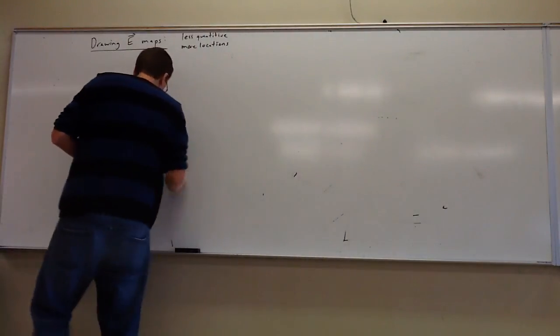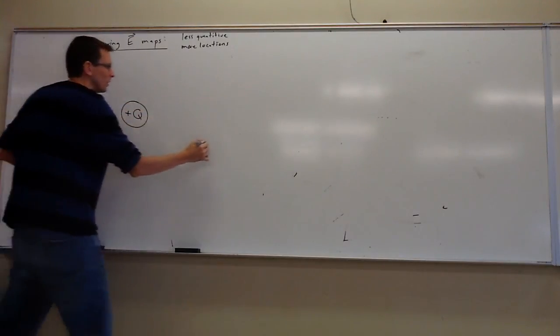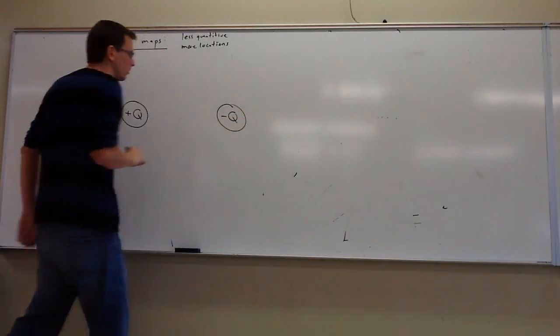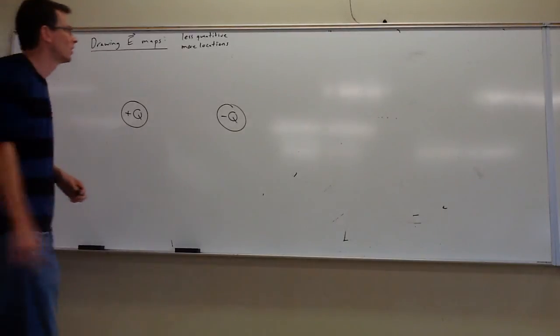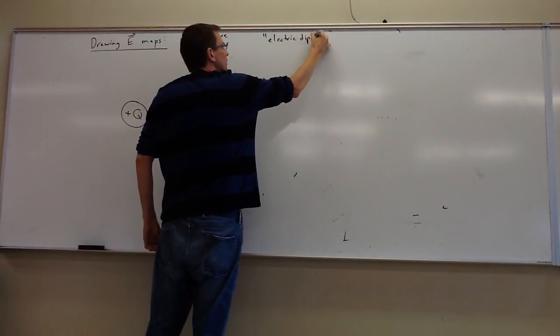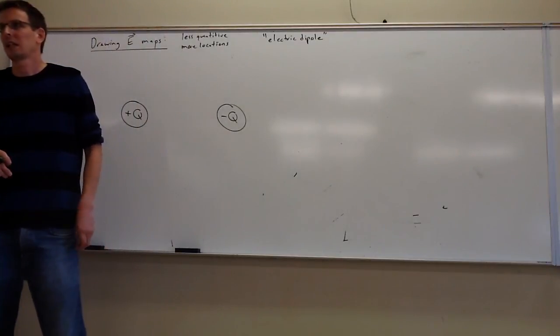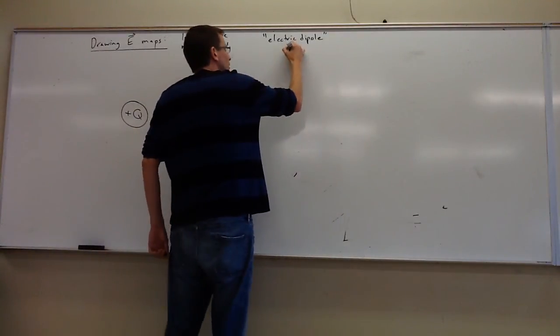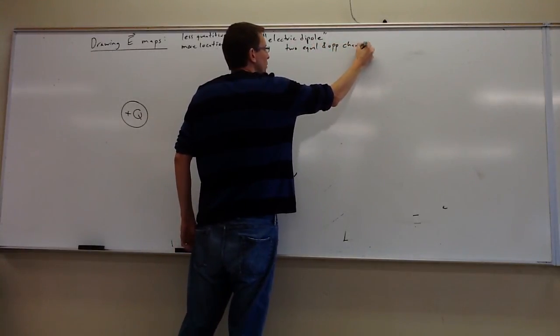So the charge configuration that I'm going to draw is a very important charge configuration. Two equal and opposite charges. Okay? This charge configuration even gets a name. It's called an electric dipole. In chemistry, this is a very important thing. An electric dipole is basically two equal and opposite charges with some separation. Okay?